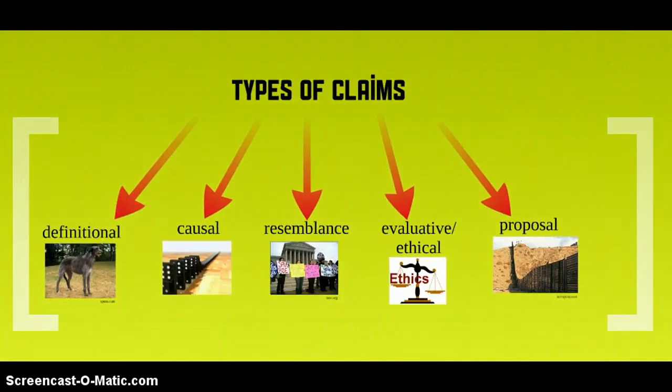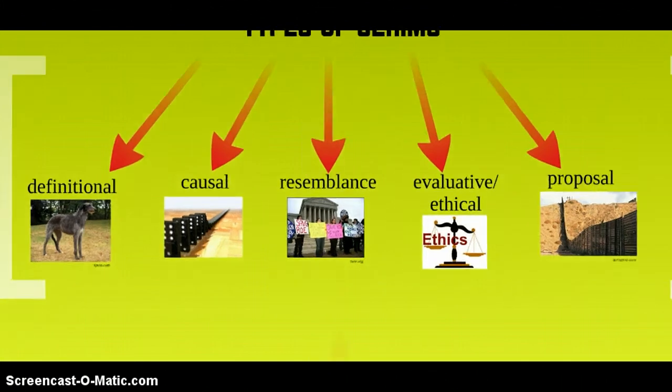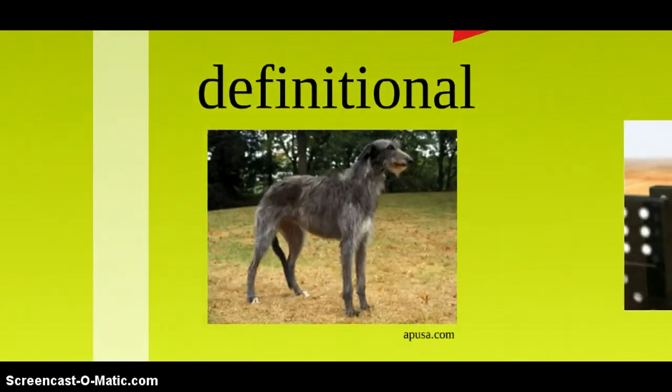Consider how all of these different types of claims might be useful in different situations. First, consider definitional arguments. These create a definition for something that establishes the criteria for a specific category. Then, the writer must show how the contested case meets the criteria. For example, what requirements must a dog meet to be considered part of a particular breed?